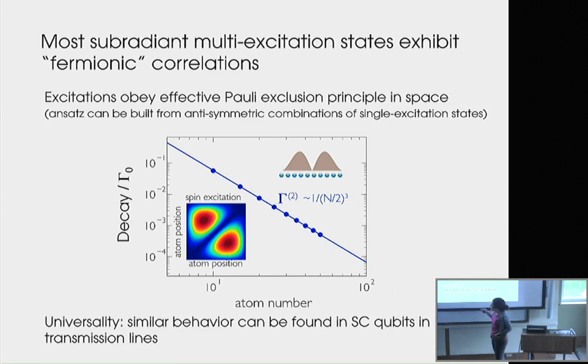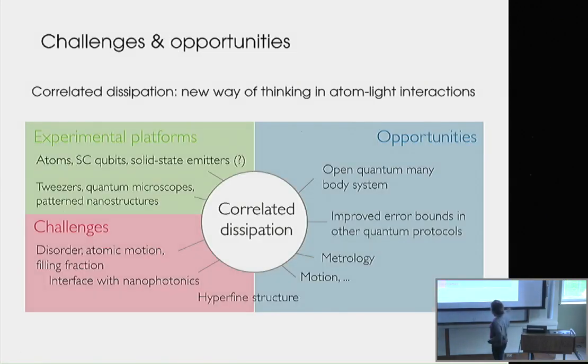And so with this, I'm close to the end. Dan said that we should propose challenges and opportunities, so I'm very obedient, and there is my slide about that. I'm actually very excited about this correlated dissipation. I think it's a new way of thinking about how atoms and photons interact. It has a lot of promise, but it's also very difficult to realize.